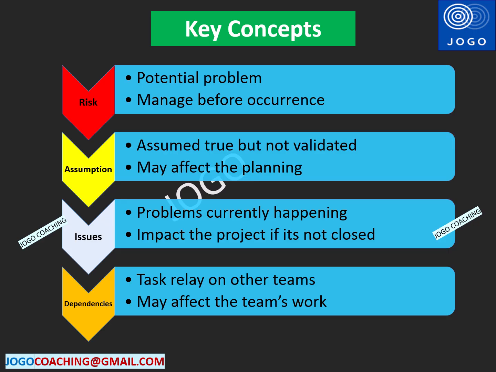So the first one, risk, is a potential problem that may affect the project. The second one is assumption: things assumed to be true but not yet validated. The third one is issues: we already have a problem and we need to resolve it. Dependency is when some tasks or deliverables depend on other teams or third parties. So this is the explanation for the RAID components. These things will be captured in a template to track them for closure. That is called a RAID log.